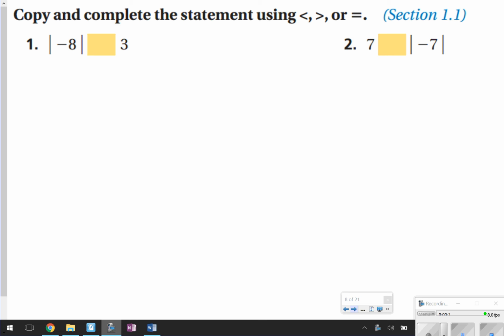Number 1 says copy and complete this statement using less than, greater than, or equal to. Remember, when you see these two walls, that's absolute value. So the absolute value of -8 is 8, so you're essentially comparing 8 and 3. 8 is bigger than 3, so your answer to number 1 should be greater than. Number 2 looks like you're just going to be comparing the numbers 7 and 7, so that's going to be equal to.